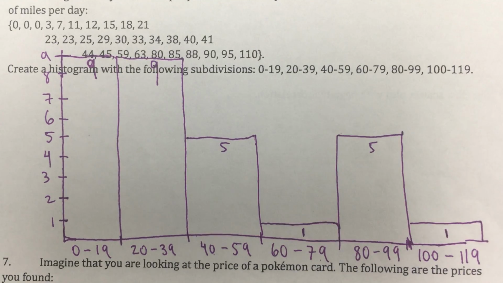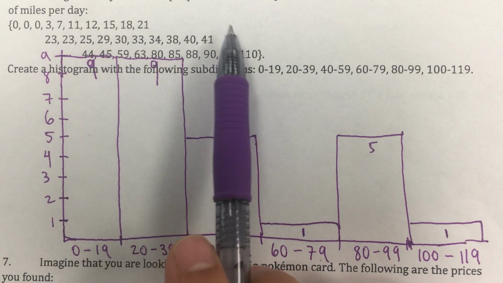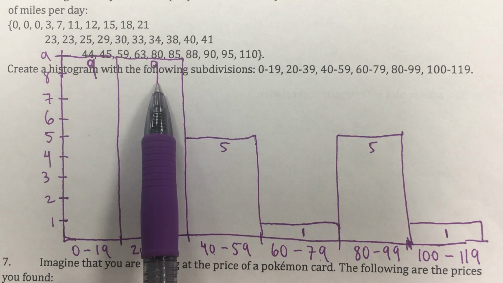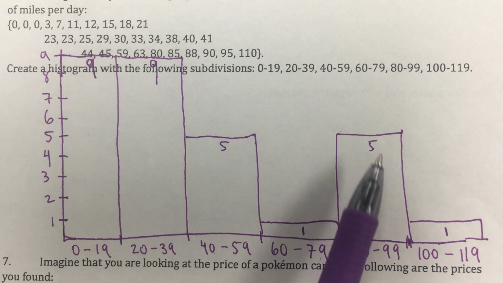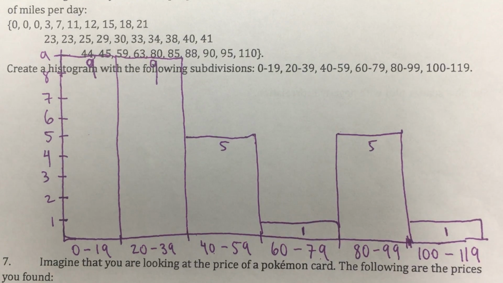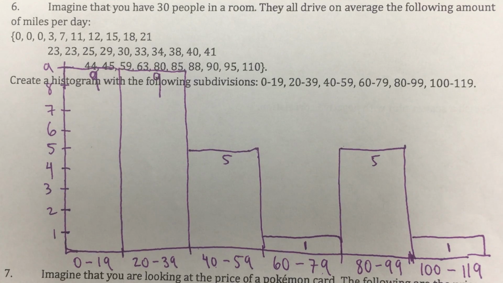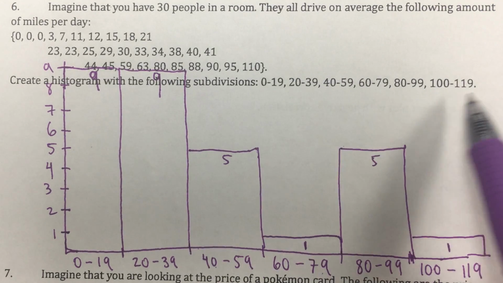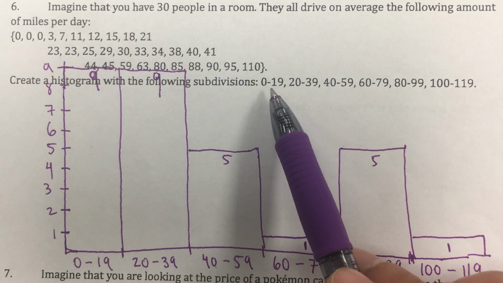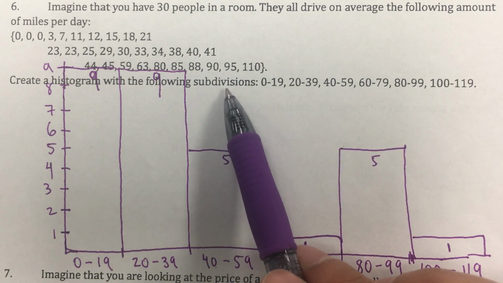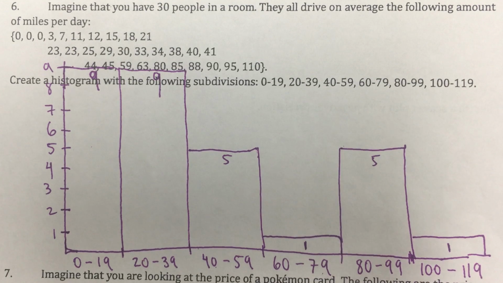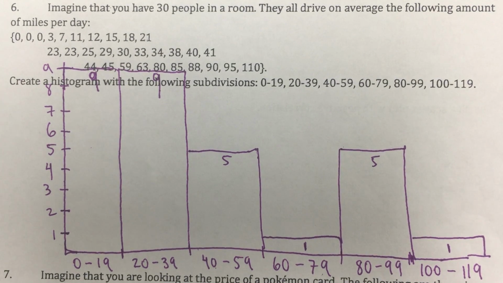So now just to make sure, what you can do is you know that it's 30 people, so 9 and 9 is 18, 23, 24, 24, 29, 30. There is your total of 30 people in there. Just remember that one of the big details that people were missing was the subdivision. Make sure that you use the subdivisions that they tell you, otherwise your graph will be completely different, okay?